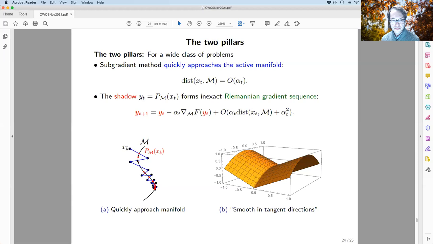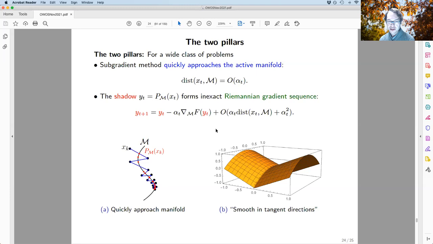In other words, they look like we're taking a step with respect to the Riemannian gradient of the manifold along the manifold, plus some error, which accounts for some retraction of the function. And that's really coming from the smooth and tangent directions condition that I listed before, and ensures that you have this property.